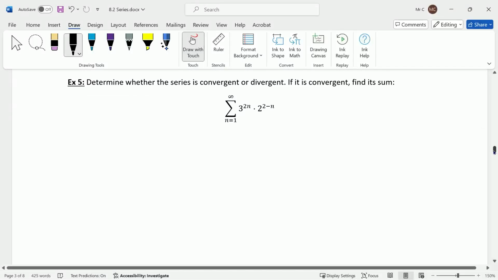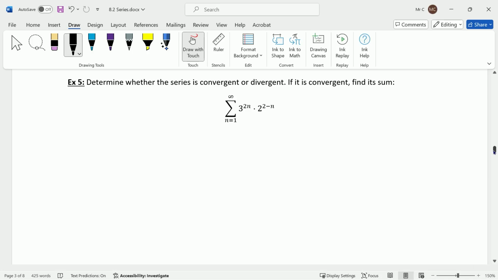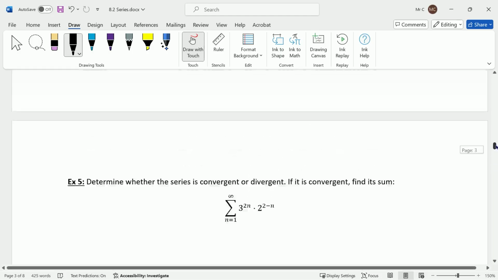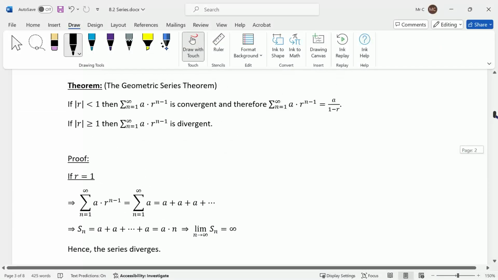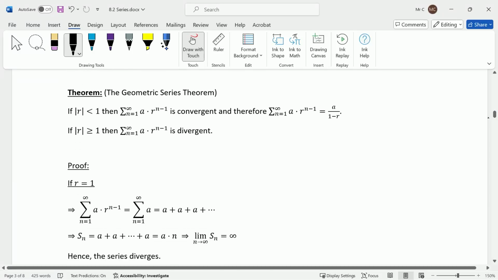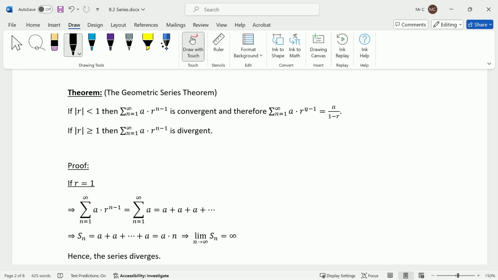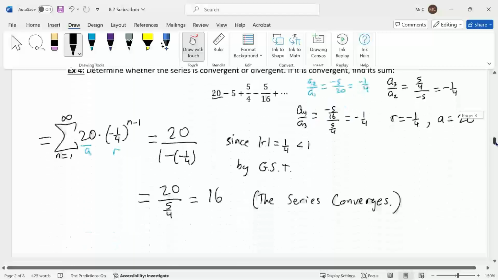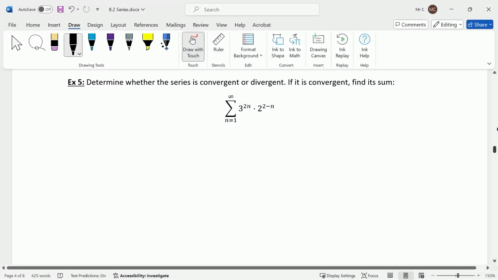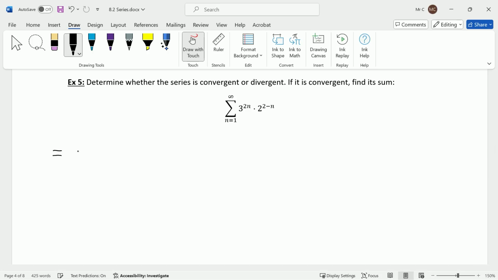Determine whether the series is convergent or divergent. If it is convergent, find its sum. So when I look at this sum, what I see is all of my terms involving n are in exponent positions. And if we look at the general formula for a geometric series, we see that any terms involving n are all in an exponent position. So when I see that, I think it might be possible to write this as a geometric series. But if I'm going to do that, I'm going to have to rewrite this a little bit. So how can we rewrite this?